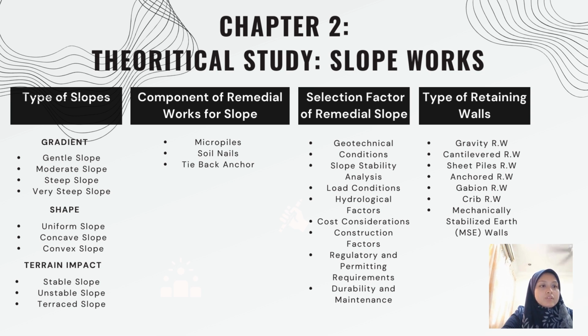For the gravity retaining wall, the material used is concrete block, stone, bricks, or poured concrete. For the cantilever retaining wall, the material used is only reinforced concrete. For the sheet pile retaining wall, the material used is steel, vinyl, or wood sheet pile. For the anchored retaining wall, the material used is reinforced concrete, masonry, steel anchors, cables, or rods.